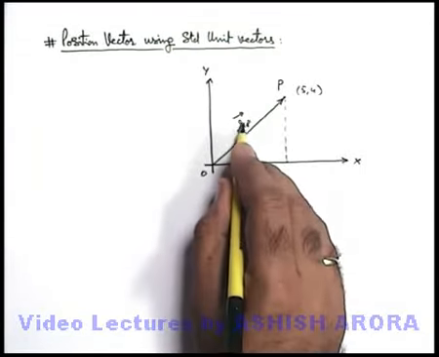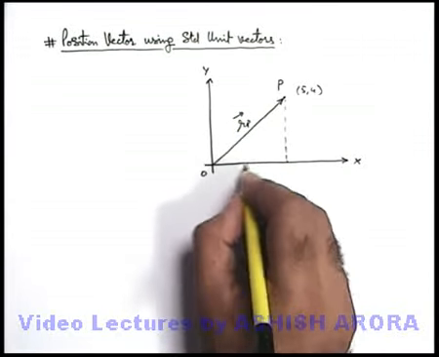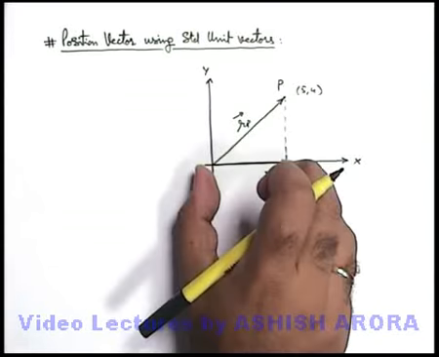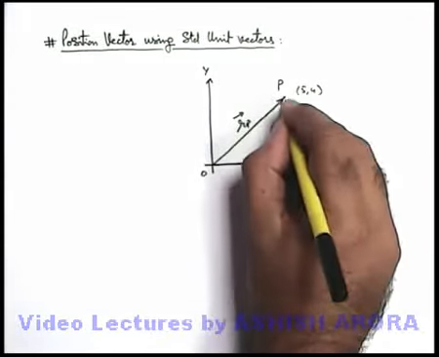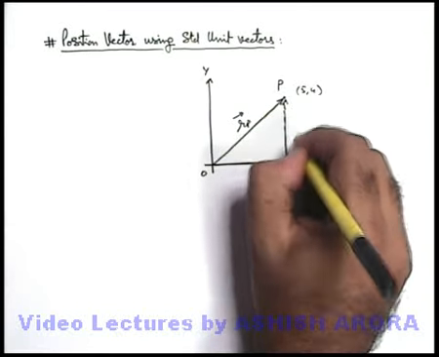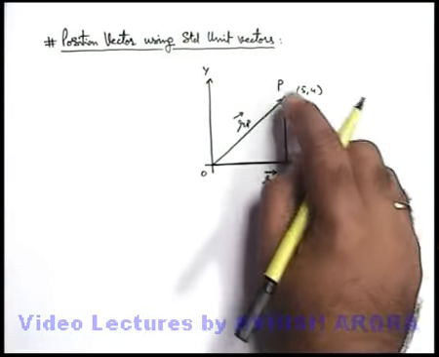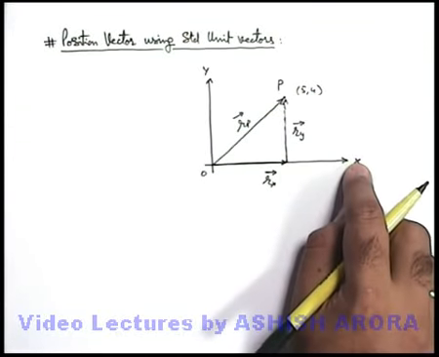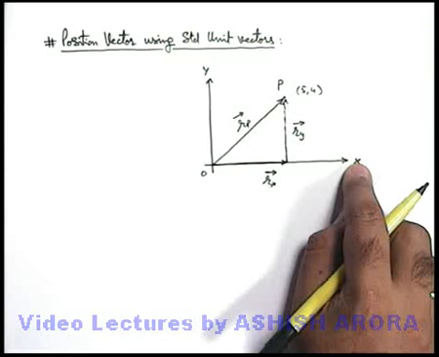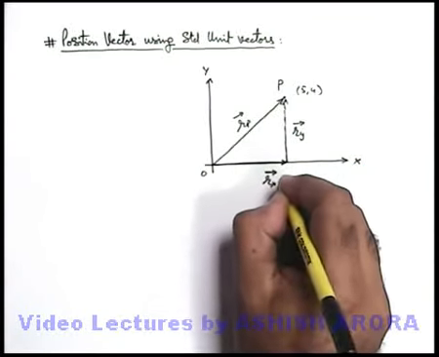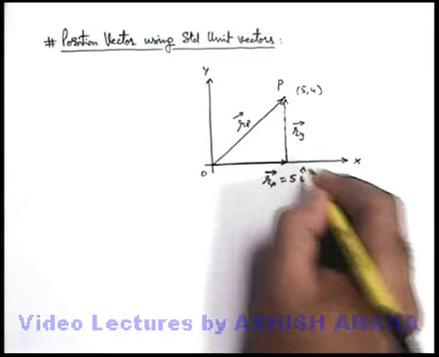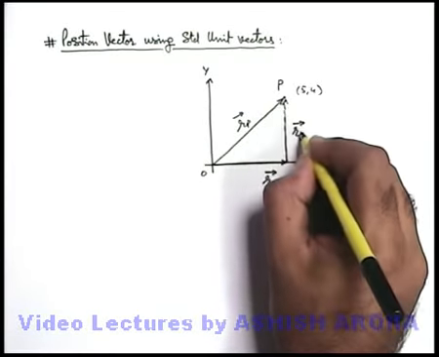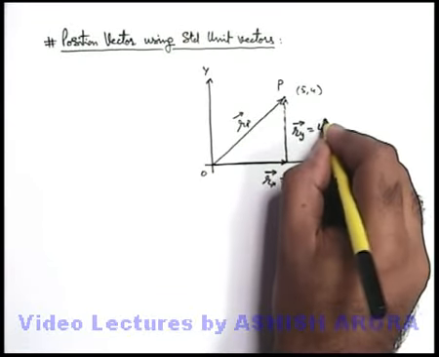If we consider the x component of this R P vector, this is Rx, which will be of magnitude 5, and the y component will be Ry, which will be of magnitude 4. Along the x direction the unit vector is i cap, so this Rx vector we can write as 5 i cap, and in the y direction the unit vector is j cap, so Ry equals 4 j cap.